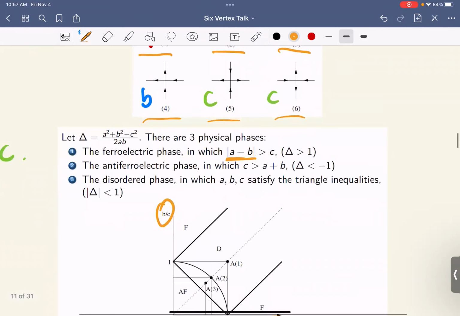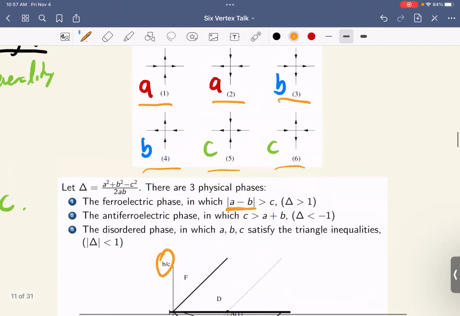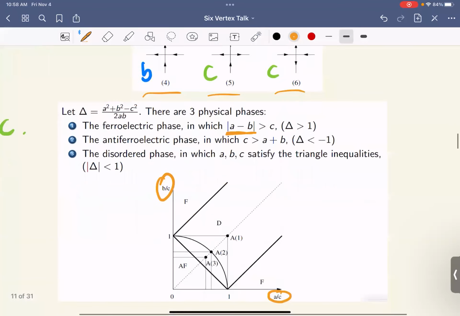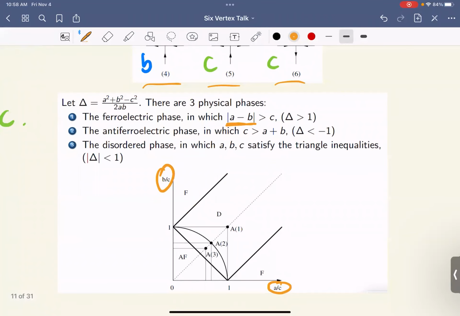And we call this the ferroelectric phase. Ferroelectric means that the arrows tend to be aligned. They tend to not switch directions. And so there's 2 different ferroelectric phases, when A is really big and when B is really big. These are the 2 regions of the phase diagram which correspond to a big A and a big B.